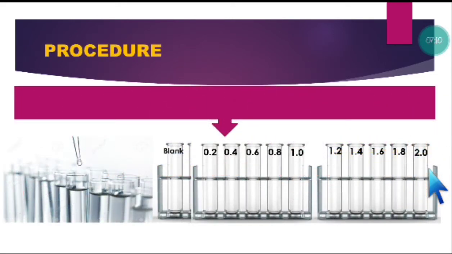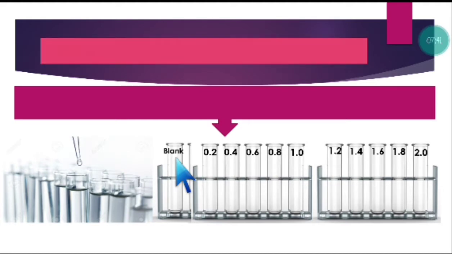So first thing what you will do, you will keep the test tubes in the test tube rack, and you will mark the test tubes according to the concentration of the starch solution that we will be using. So we are going to prepare different concentration gradients of starch in these different test tubes. So you will mark accordingly along with the blank and also the unknown.